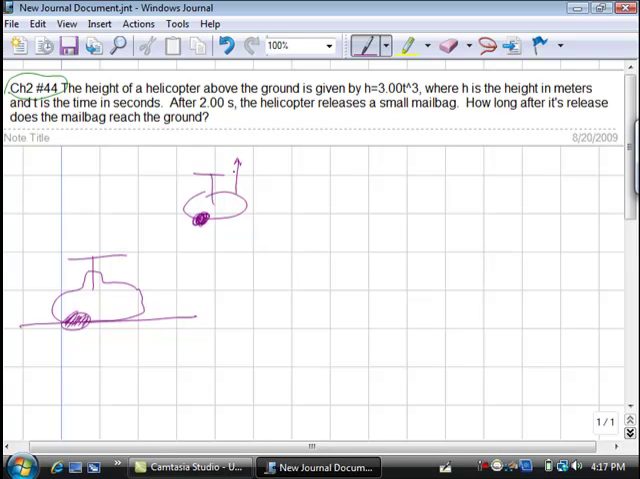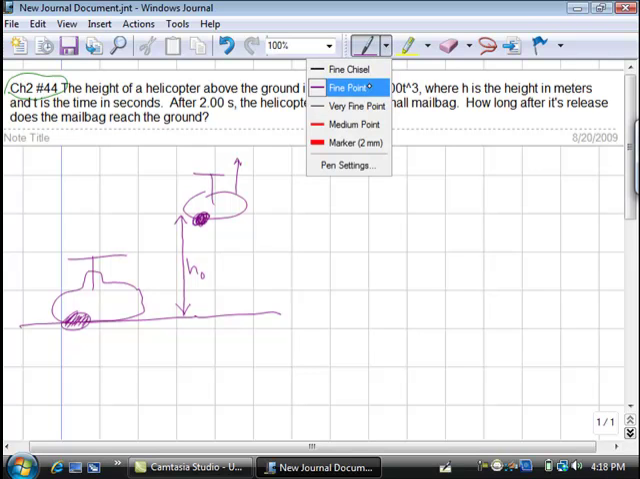And we know the helicopter is some distance above the ground, let's say H. And then what's going to happen is at this split second, when it's exactly at some height, we could call this H0 actually, because that's when the mailbag is going to get released.